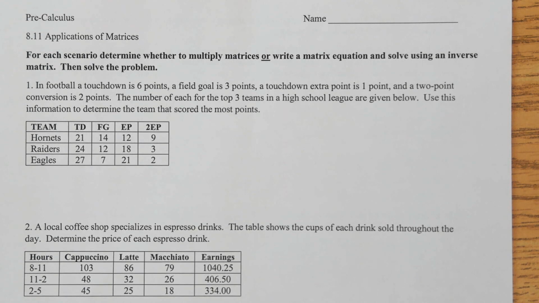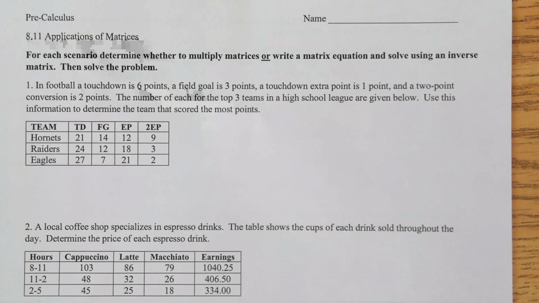All right, so today we're talking about word problems in matrices. For each scenario, determine whether to multiply matrices or write a matrix equation and solve using the inverse matrix. We can multiply when we already know what the undefined variable is going to be. Recall, when you have a system, you're trying to solve for x and y with a two equation system, and x, y, and z with a three equation system. We do that when we're trying to figure out the cost of something specific, or how much something is worth. You'll get the understanding as we go through the problems.